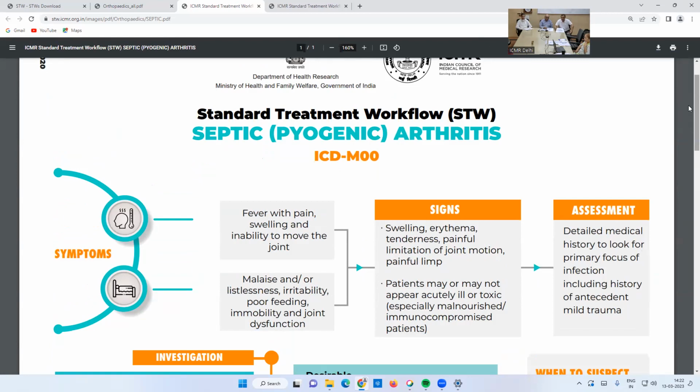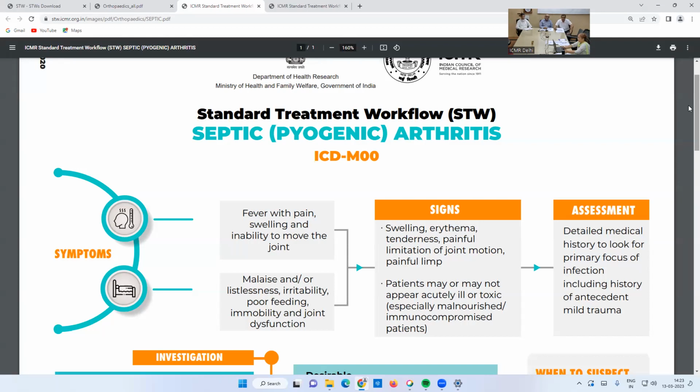Patients usually present with fever, which may be mild to moderate to higher grade, and then have pain, swelling, and inability to move the joint. In smaller children, who will not be able to express their problems, there may be malaise, listlessness, irritability, poor feeding, immobility, and joint dysfunction.